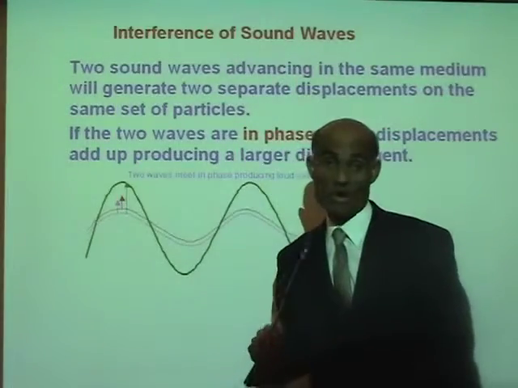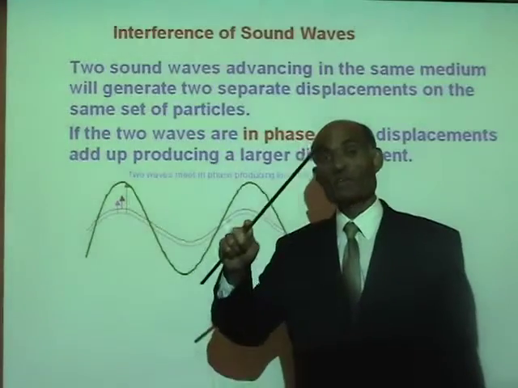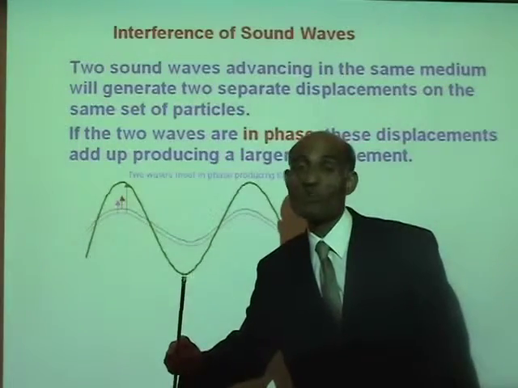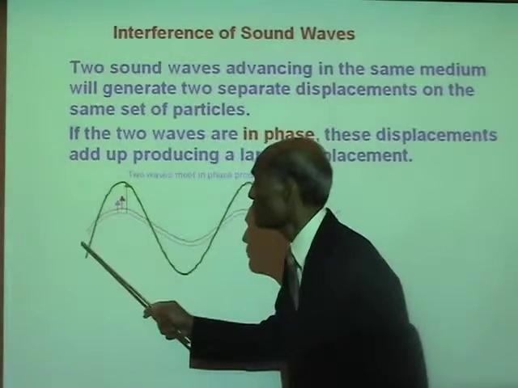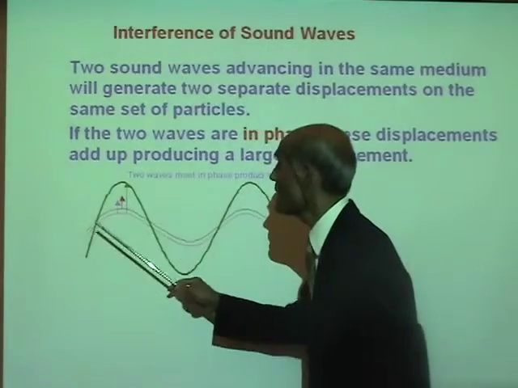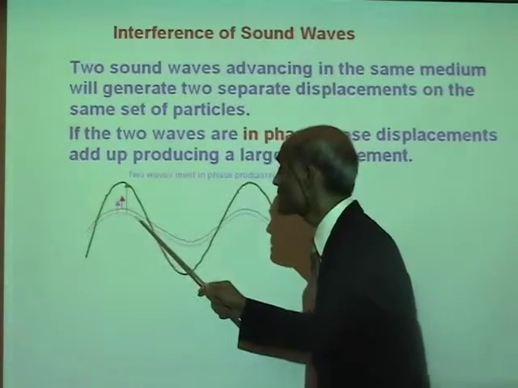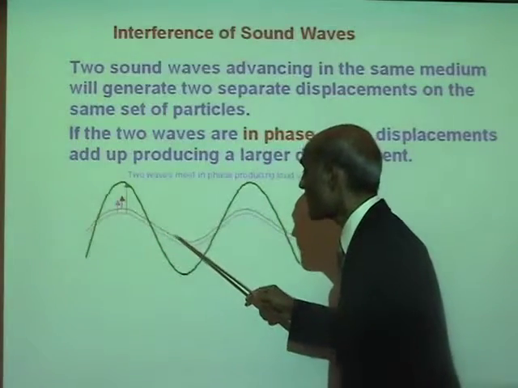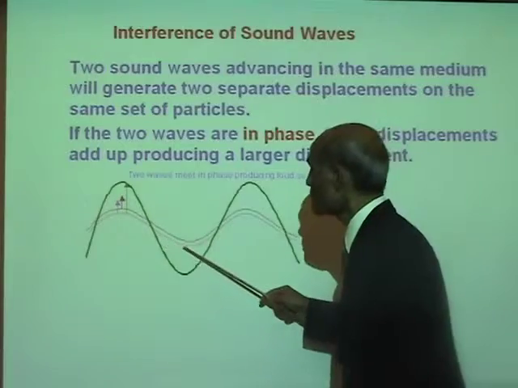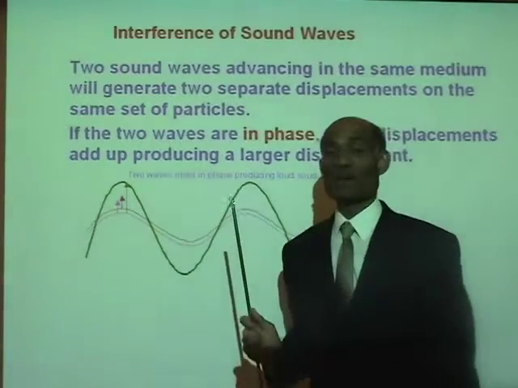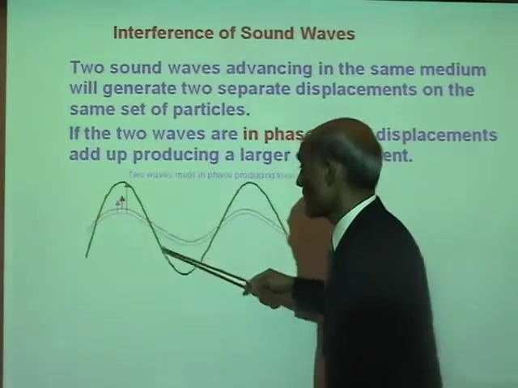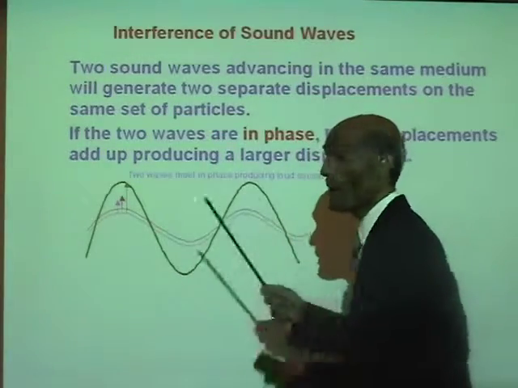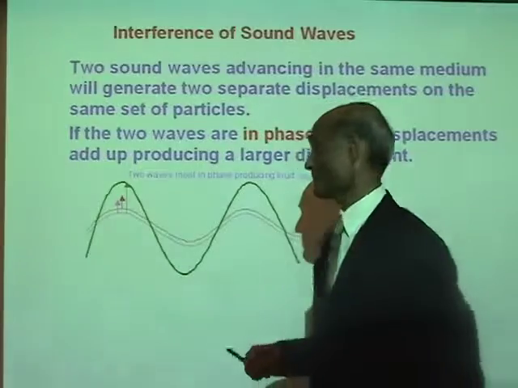Now, I told you I will use the crest and trough method to represent a compression and rarefaction. The compression of one wave falls on the compression of the other, the rarefaction of one wave falls on the rarefaction of the other. That means the waves are in phase. You get a much bigger wave and therefore a much louder sound.